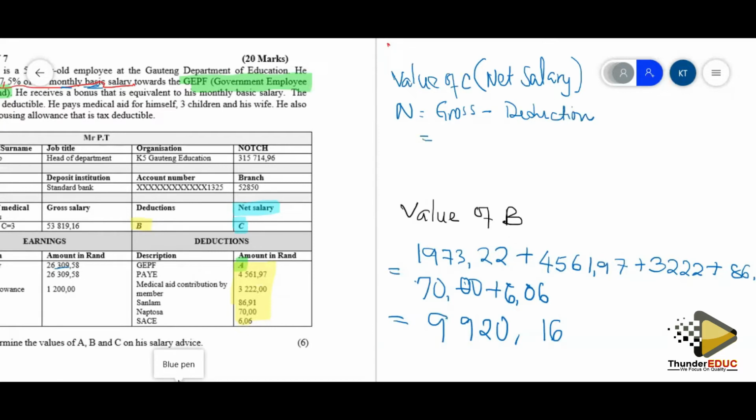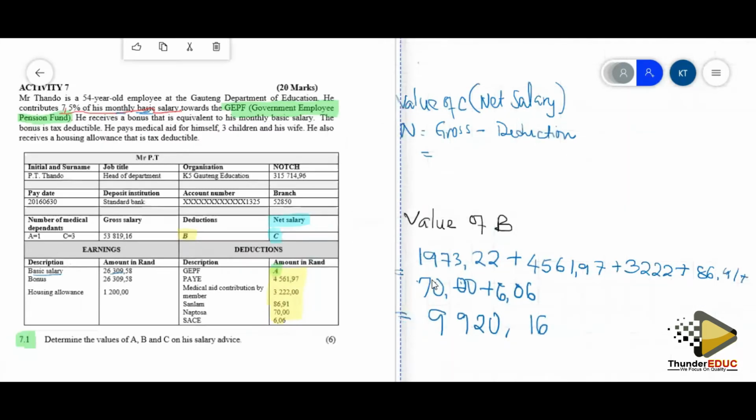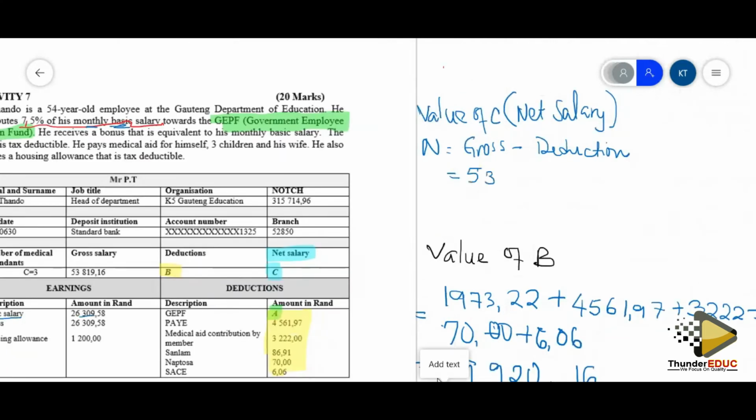Anyway, our gross here is already given to us as 53,819 rands 16 cents minus the deduction. Remember, the deductions is the amount of money that we've just got now, which is 9,920 rands 16 cents. Let's do that. So the net, which is the value of C, is 43,899 rands. That's the value of C.